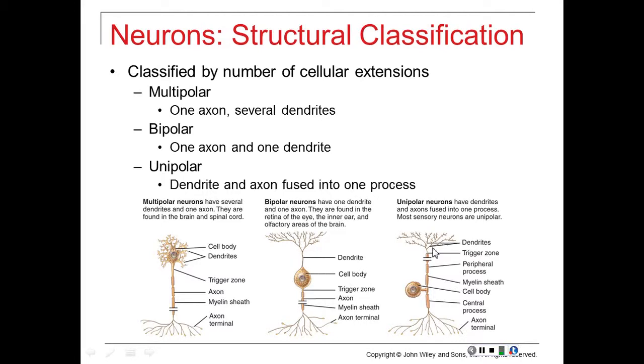A unipolar neuron has a fused dendrite and axon formation. So most of our sensory neurons are this type of neuron.